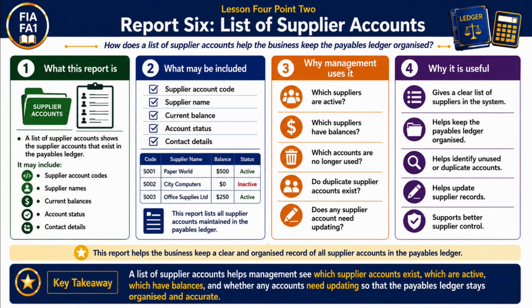Report 6. List of supplier accounts. The sixth report is a list of supplier accounts. This report shows the supplier accounts that exist in the payables ledger. It may include supplier account codes, supplier names, current balances, account status, contact details. This is useful because the business needs a clear list of suppliers in the system. For example, management may want to check which suppliers are active, which suppliers have balances, which accounts are no longer used, whether duplicate supplier accounts exist, whether any supplier account needs updating. This helps keep the payables ledger organized.